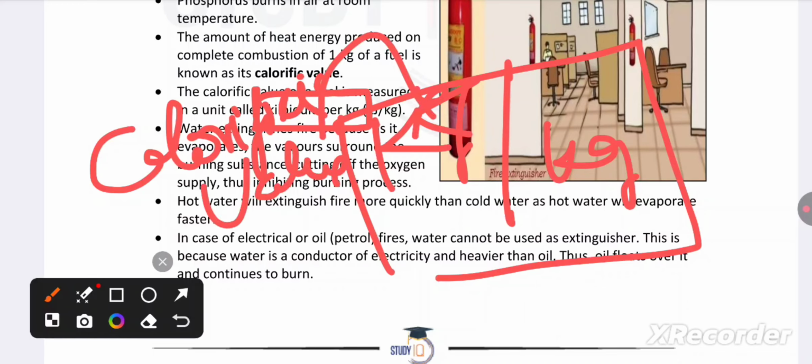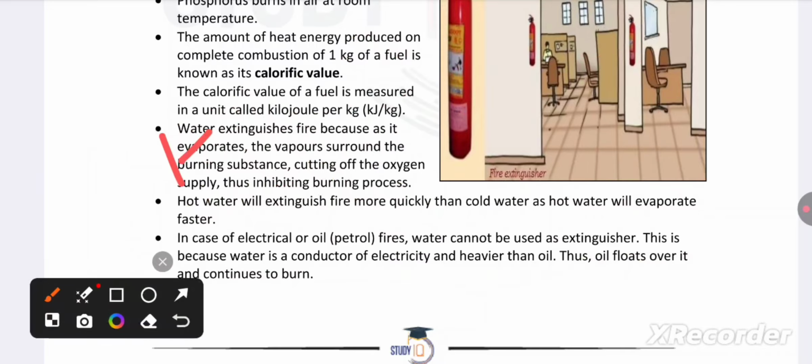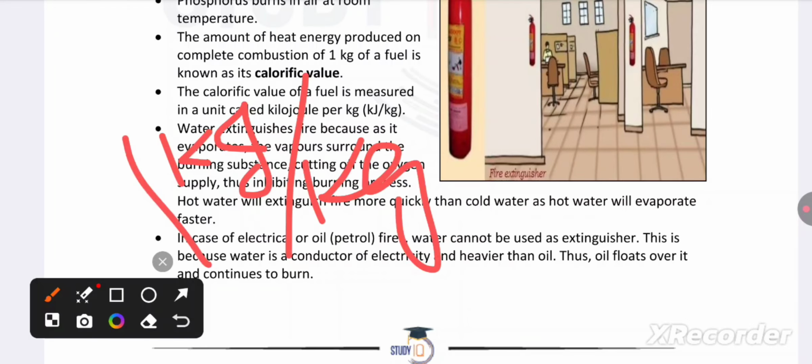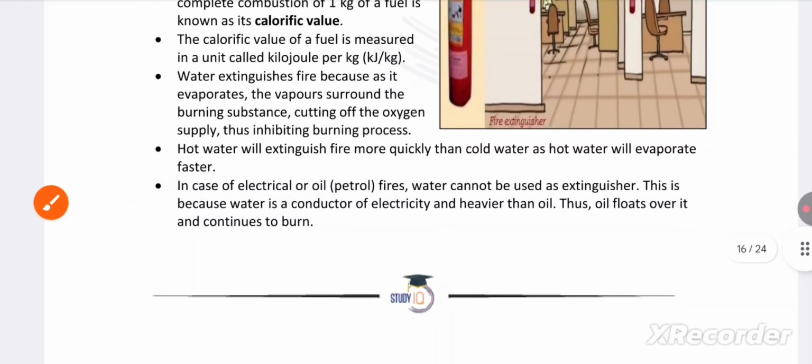That is equal to kilojoule per kg. Kaju katli, we know, right? Kaju katli. If you want to increase our calorie and increase our weight per kg, we need to eat kaju katli. Kilojoule. It is a trick.